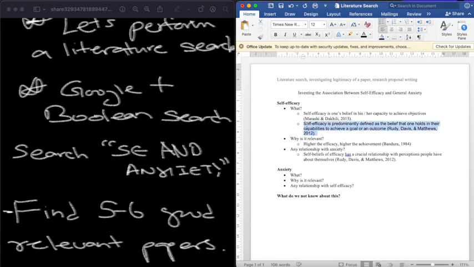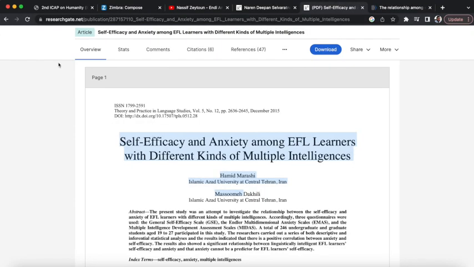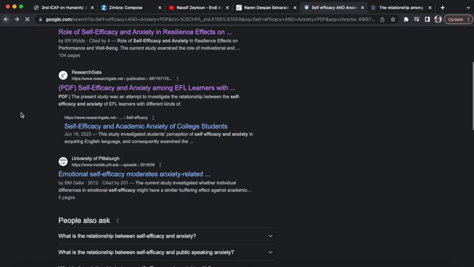Now you don't need so much information. Well, of course, if you have more information, then it is good. I'm going to take this anxiety component out as well. So now I know what self-efficacy is, but I need to know now what anxiety is. So I need to have that as well. So let's go back to our initial Google search.